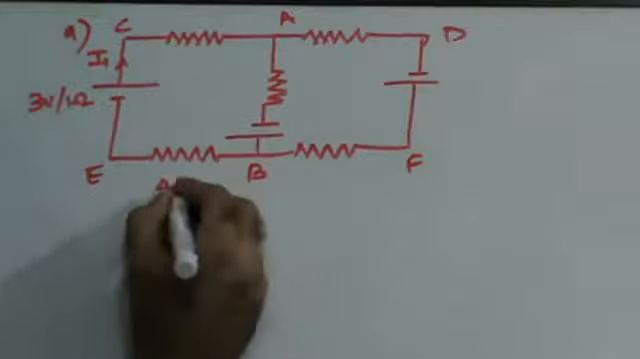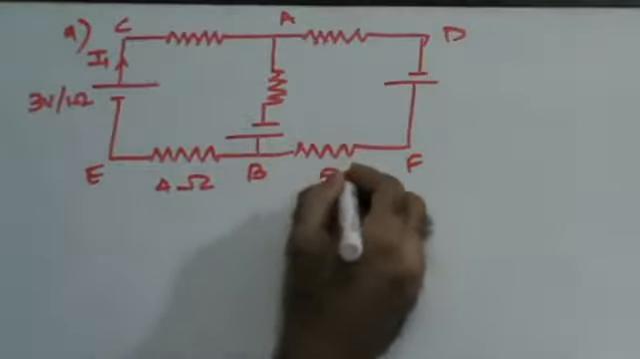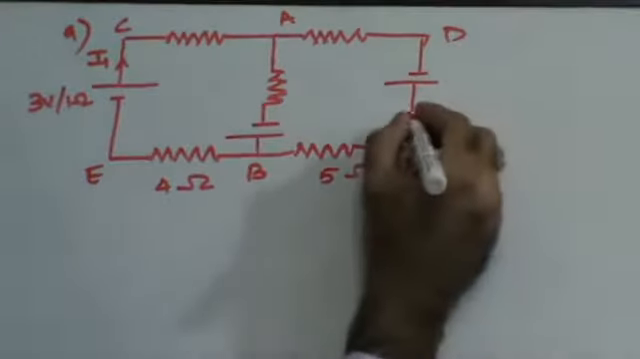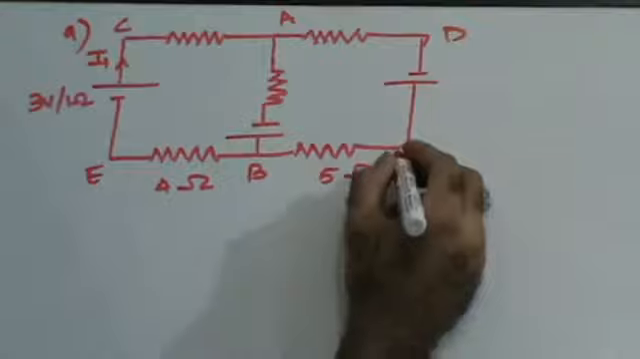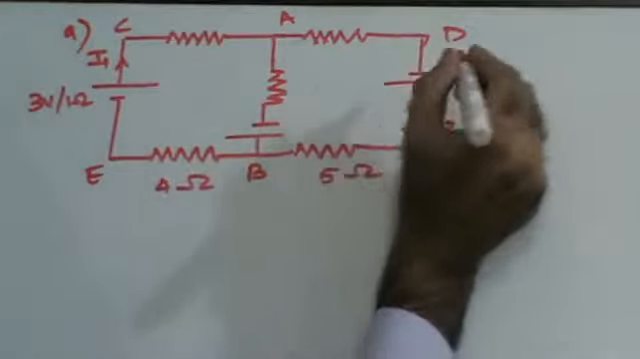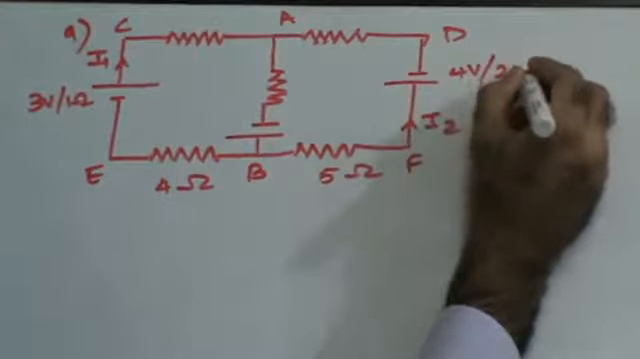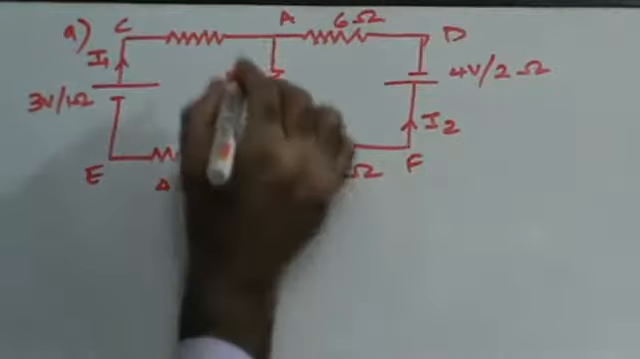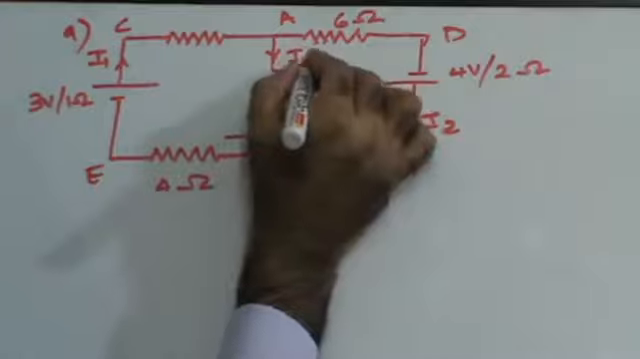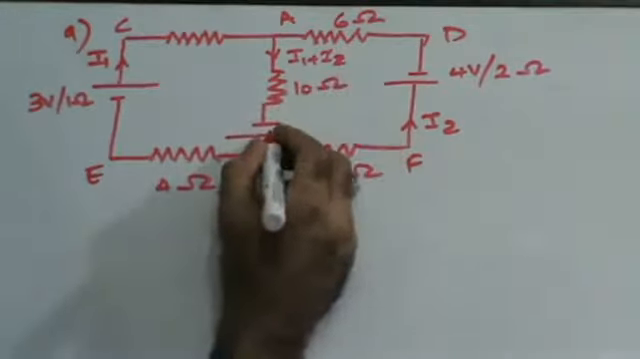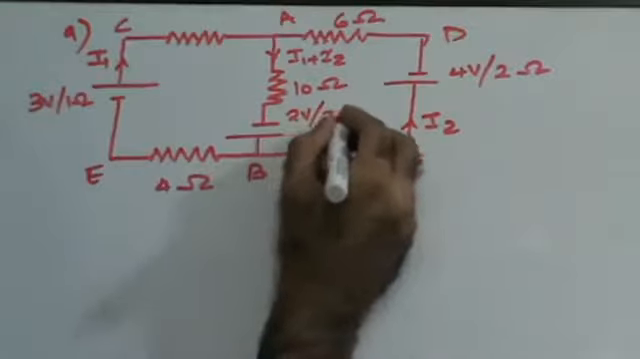Okay, let's consider this is 4 ohms, this is 5 ohms. Now this is sending current in this direction. Let's assume current I2 is moving in this direction. Okay, this is say 4 volts and 2 ohms. Let's assume this is 6 ohms. This is say I1 plus I2. This is 10 ohms. This is 2 volts and 2 ohms.